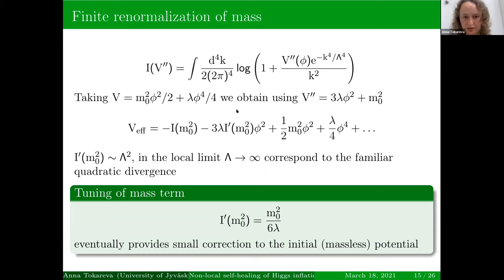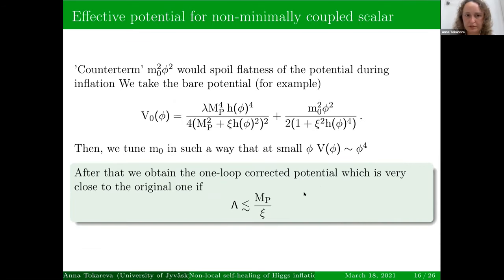And then, in order to see that the local limit of the theory corresponds to the familiar quadratic divergence, we need a kind of tuning of the mass term in order to get a good infrared limit of the potential. This can be achieved by tuning of the mass term in such a way that in the local limit it tends to the normal renormalization procedure. And this condition eventually provides a small correction to the initial potential of the massless scalar field.